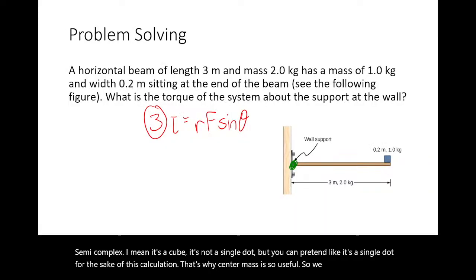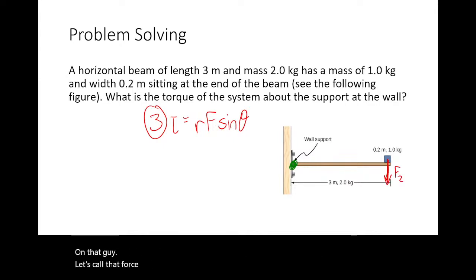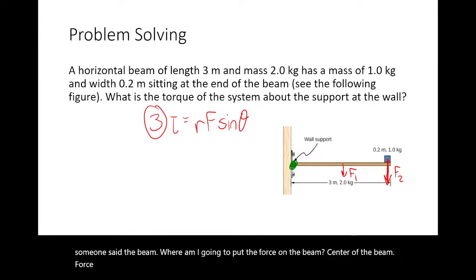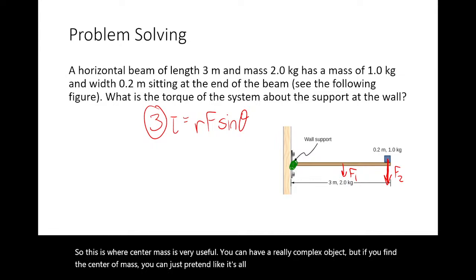So we draw an arrow dead center on that guy. Let's call that force 2. I'm just going to pick 2 because it's the one farther away. Great. And then someone said the beam. Where am I going to put the force on the beam? Center of the beam. Force 1. So this is where center of mass is very useful. You can have a really complex object, but if you find the center of mass, you can just pretend like it's all there. It makes your life easier.